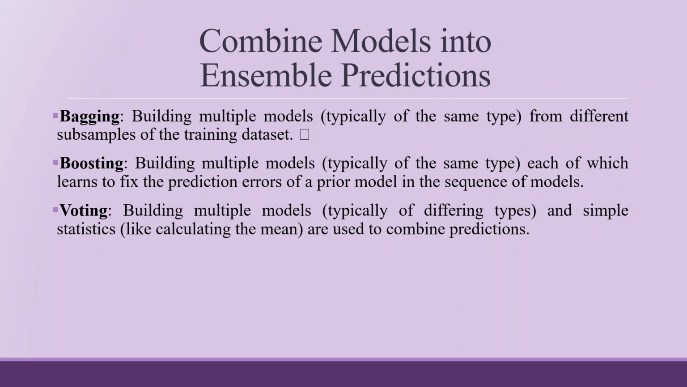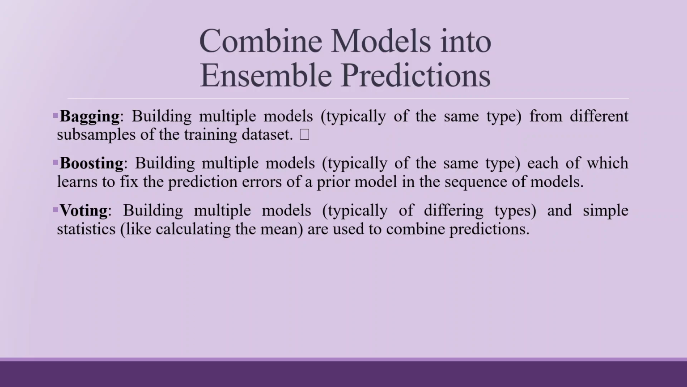There are three methods for ensemble learning. The first one is bagging: build multiple models from different subsamples of the training dataset. The second one is boosting: building multiple models, each of which learns to fix the prediction errors of a prior model in the sequence of models. The third method is voting: building multiple models, and simple statistics are used to combine the predictions.